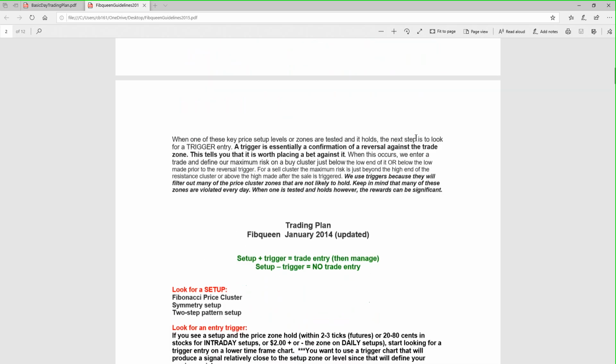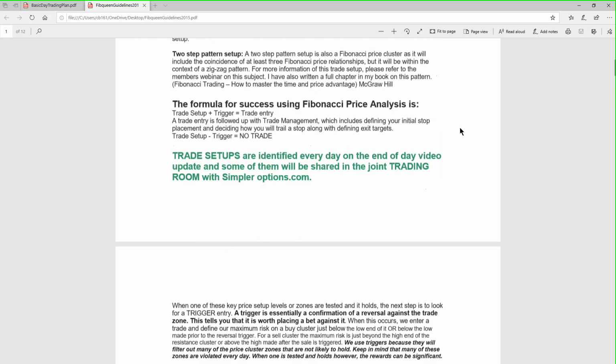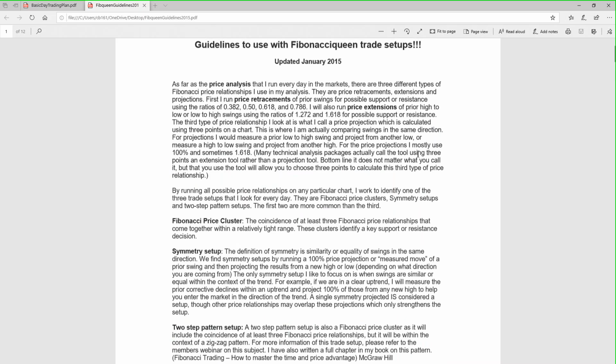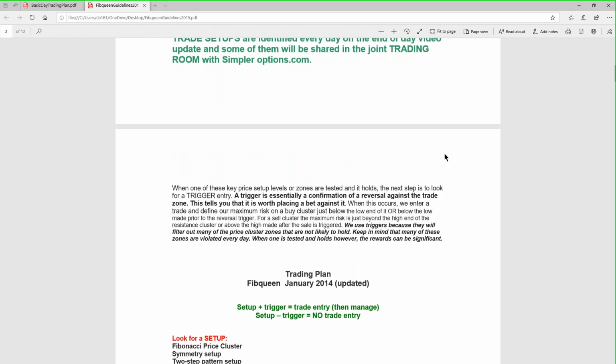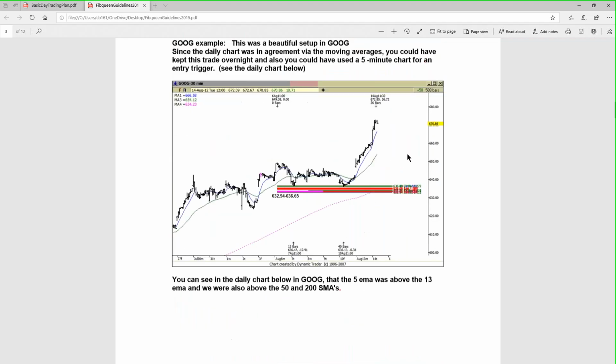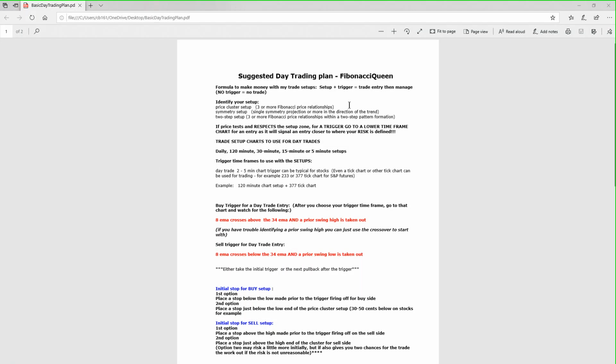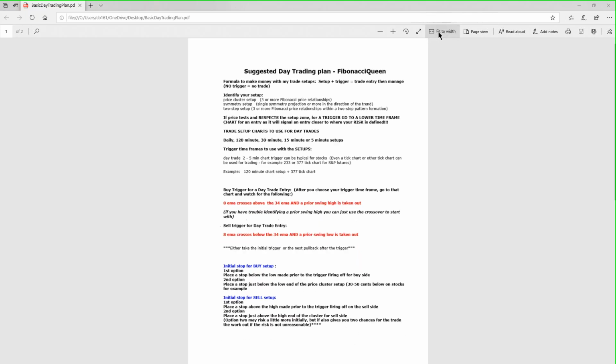So this is a document that you want to start with, as far as the guidelines and what you're looking for: one of the 3 setups for trade entries. And then as far as the trading plans, actually, I really have this on the other documents. So let's look at the basic day trading plan, because I've given a lot of examples. Let's see.